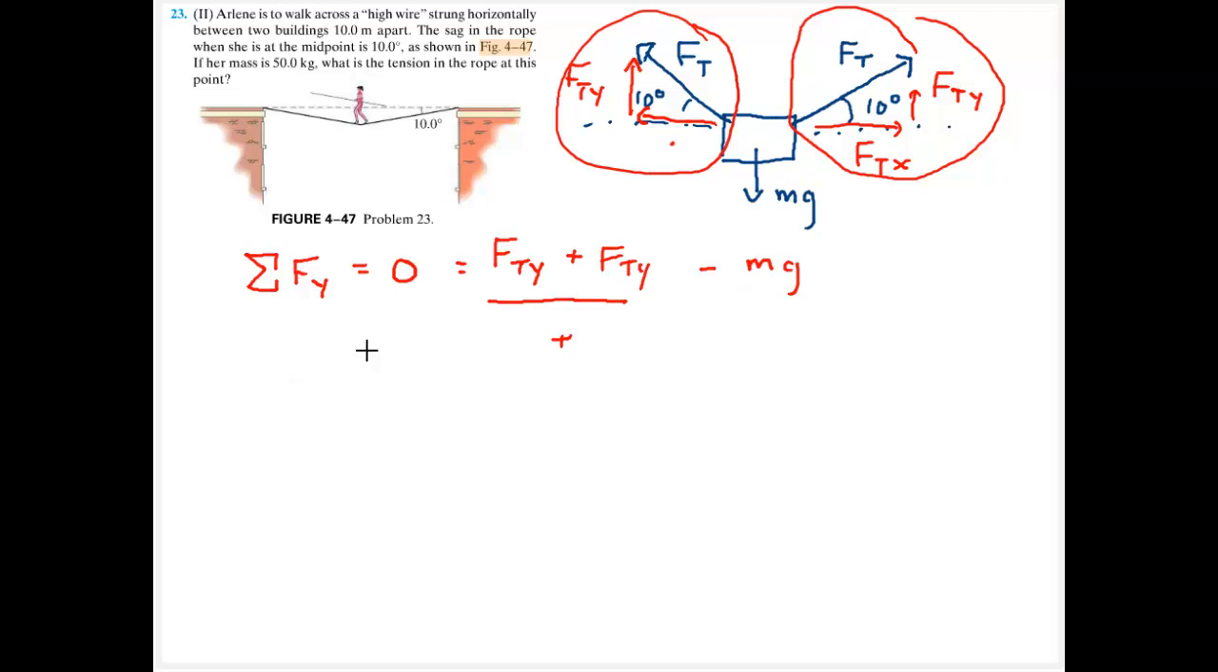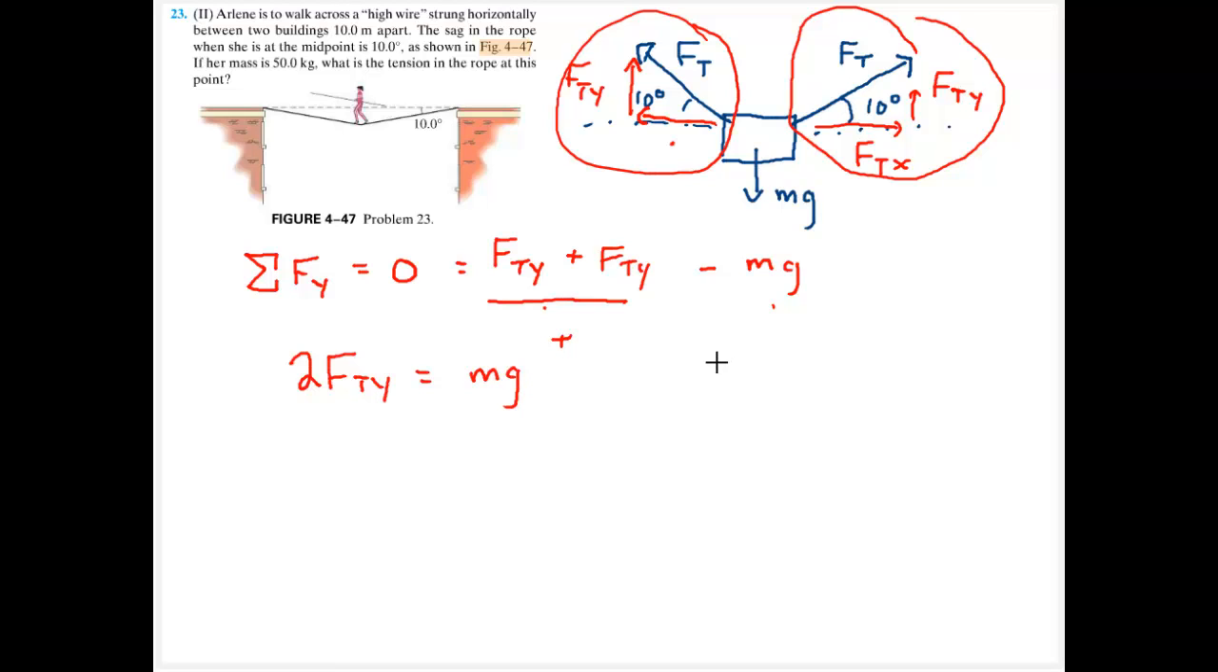So we're going to say, well, 2 times the force of tension in the y direction must be equal to mass times gravity. I've simply added those two terms and added mass times gravity to both sides. What I'm looking for is actually not force of tension in the y direction. I'm looking for the tension in the rope.